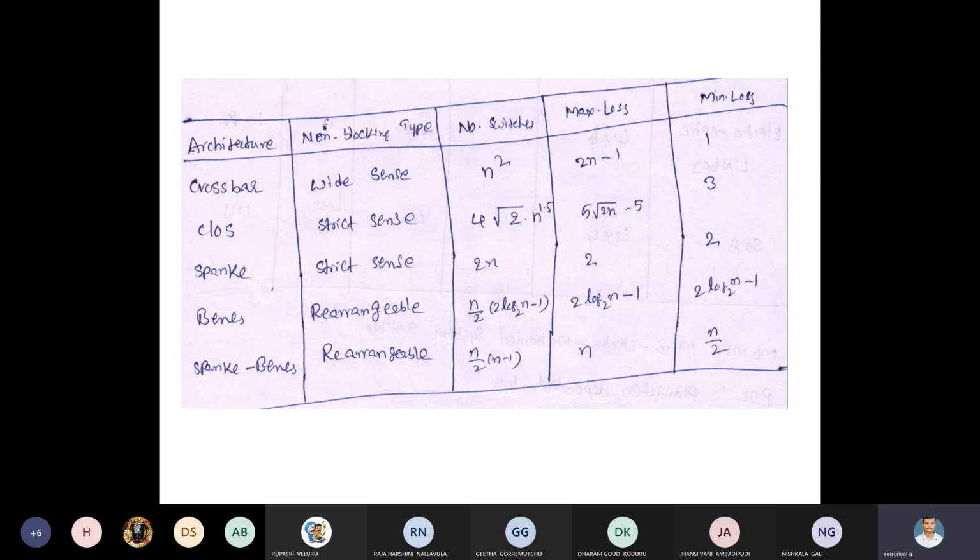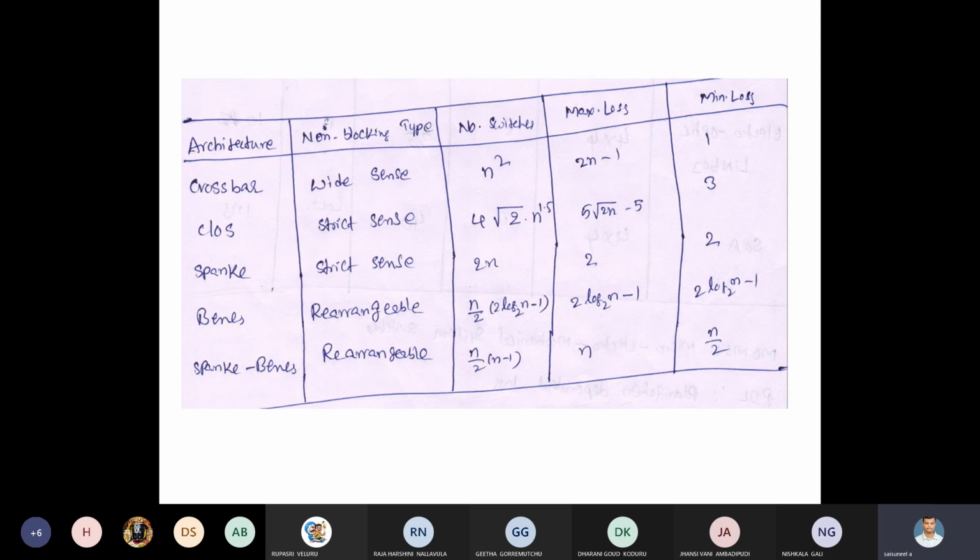Next parameter is number of switches. How many switches are required to design a particular architecture? For crossbar switching n square, for Clos network 4 multiplied with root 2 multiplied with n power 1.5. For Spanke network 2n, for Benes network n by 2, 2 log n base 2 minus 1. For Spanke-Benes network n by 2 multiplied with n minus 1.